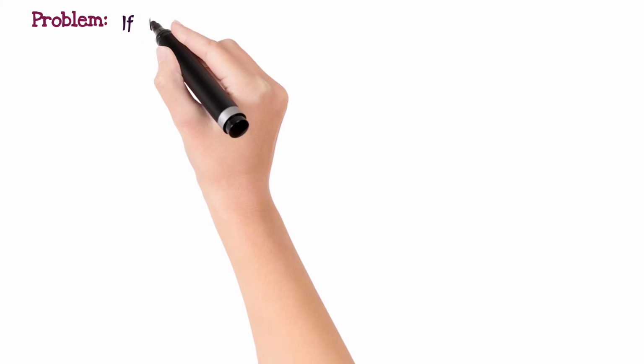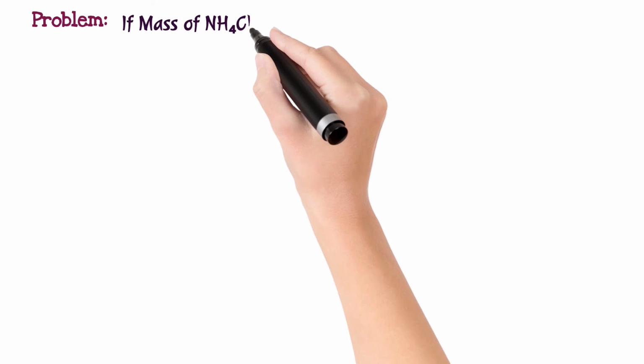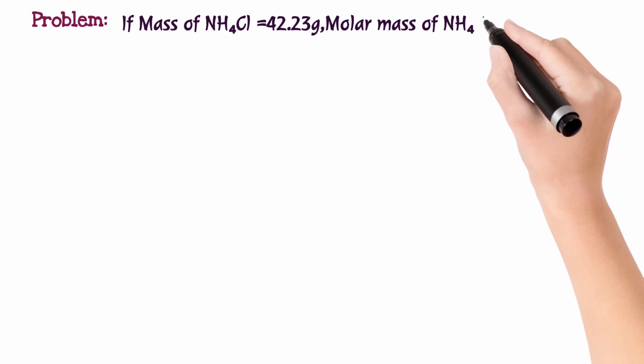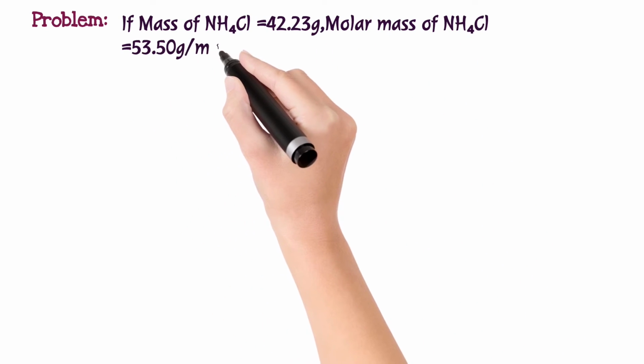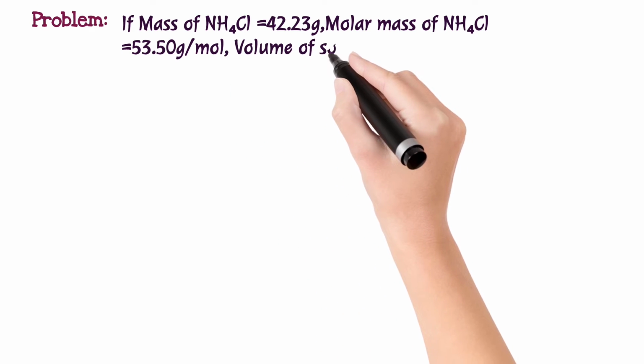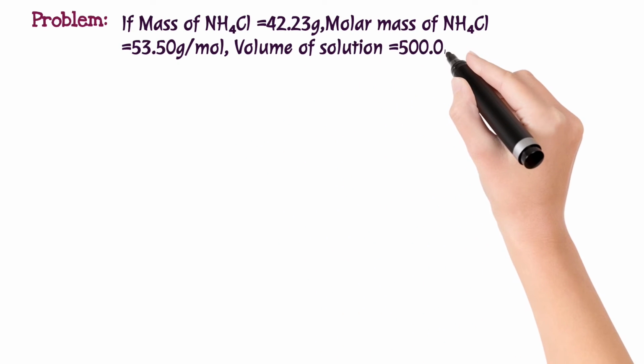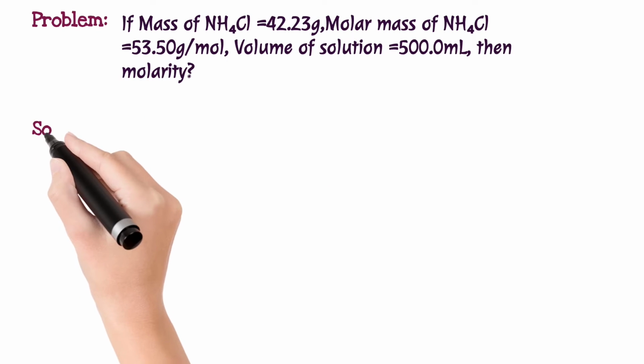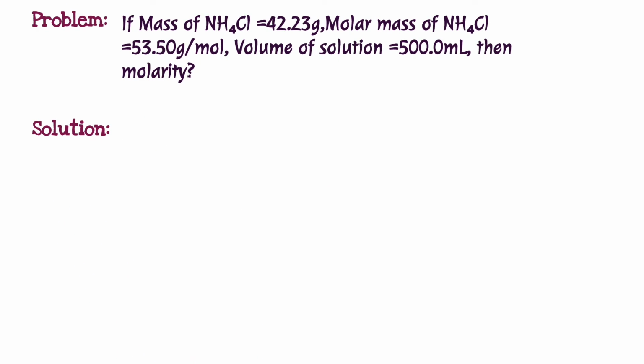Now let me give a problem. If the mass of NH4Cl equals 42.23 gram, the molar mass of NH4Cl equals 53.50 gram per mole, and the volume of the solution is 500 ml, then what will be the molarity?